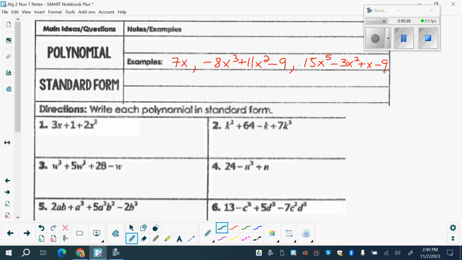So here's an example of polynomials. Polynomials can be anywhere from one to many terms. The only requirements are that it can't be a polynomial if you have an exponent that's negative, or if you have a square root on the exponent, or coefficients that are square roots. That's not considered to be a polynomial. So, standard form.